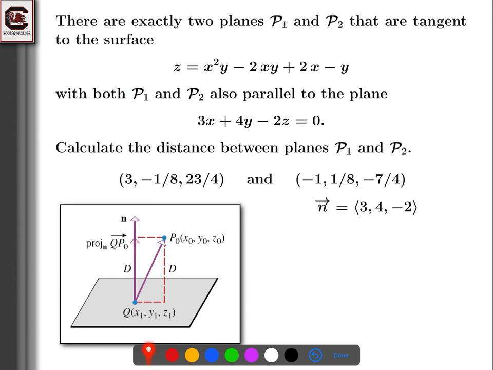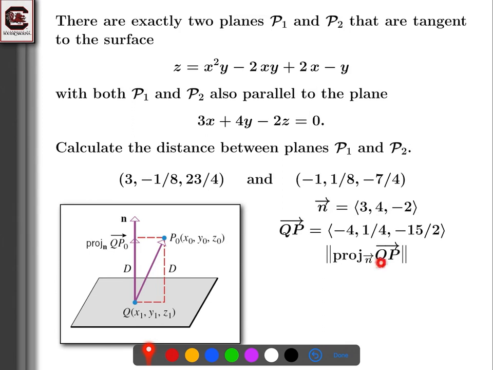So I'm going to take the vector going from this point to this point. That's -4. Then I have 1/8 minus a -1/8 will give me 2/8 or 1/4. And then -7/4 minus 23/4 is -30/4 or -15/2. So that's giving me the vector in this picture going from Q to P0, Q to P. Okay, so that's the Q to P0 in this picture. Now I want to go ahead and project that onto the normal, project it onto N here. And I want that length. We want the length of that projection.